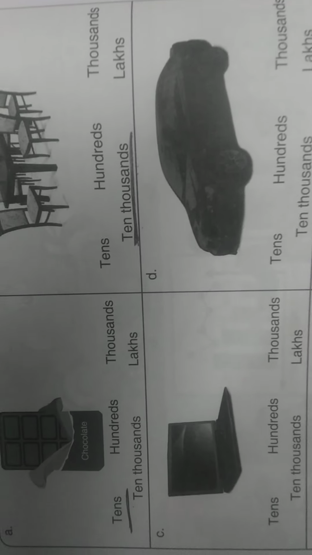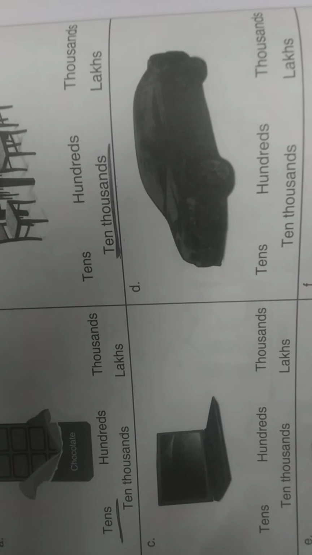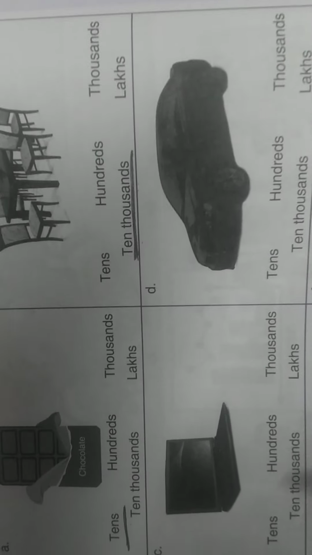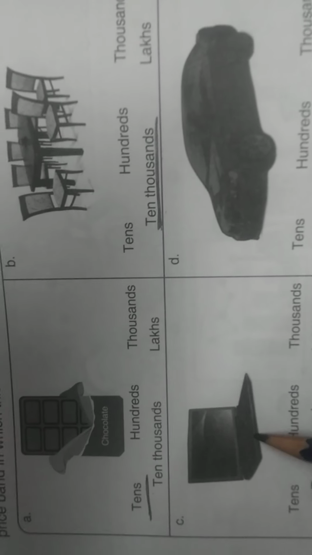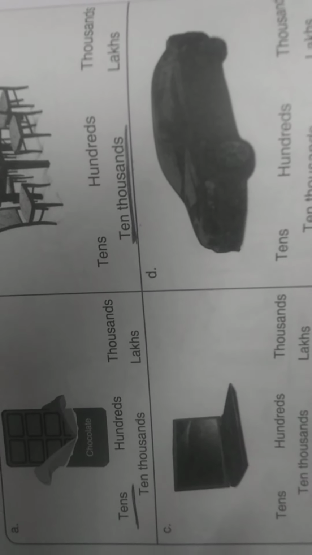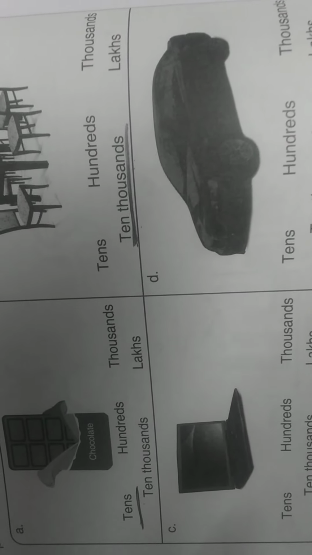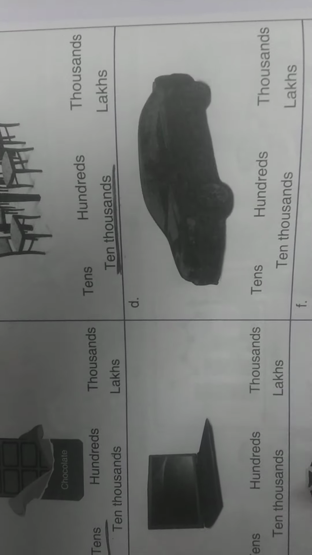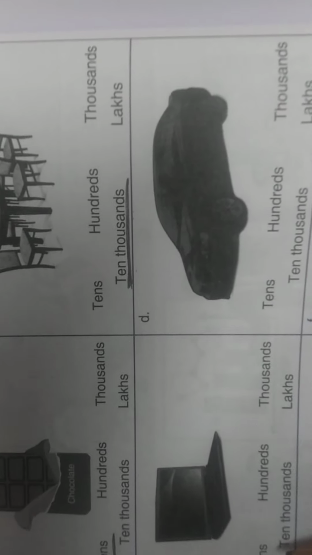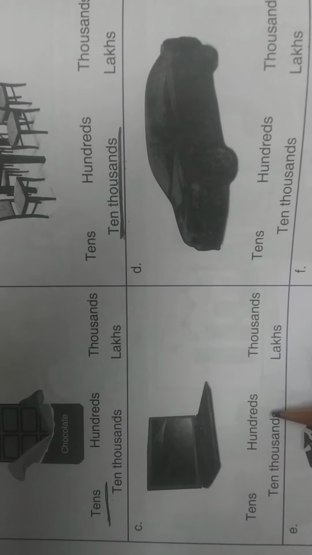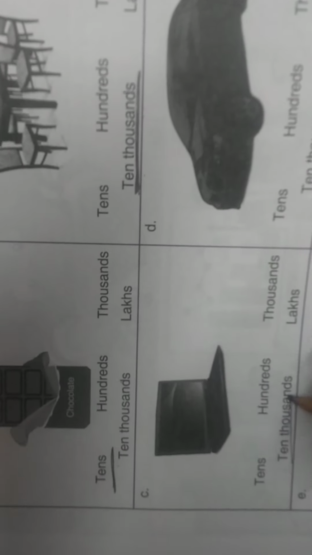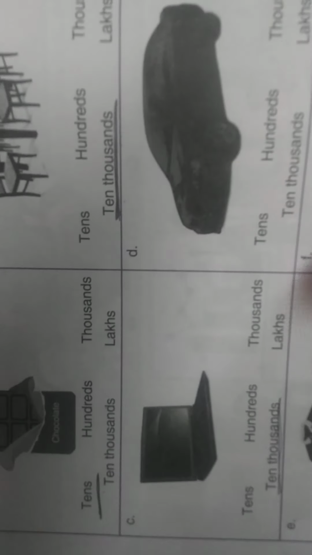Got it? Now the next object is a laptop. Next one is a laptop. What will be the price of the laptop? The laptop will not be in the tens. It can't be in 100, can't be in 1000, can't be in lakhs. So the laptop price is 10,000. Laptop price is 10,000.